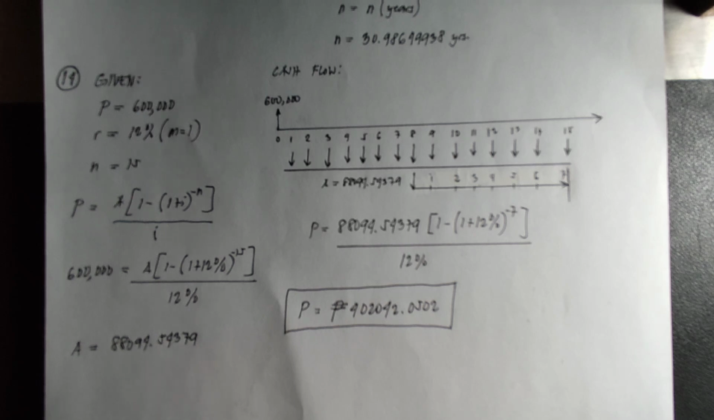So to get the P, we will use P is equal to 88,094.54379 multiplied to the quantity of 1 minus (1 plus 12%) raised to negative 7 all over 12%. Then we will get our P, or the original principal, which is equal to 402,042.0502 pesos.